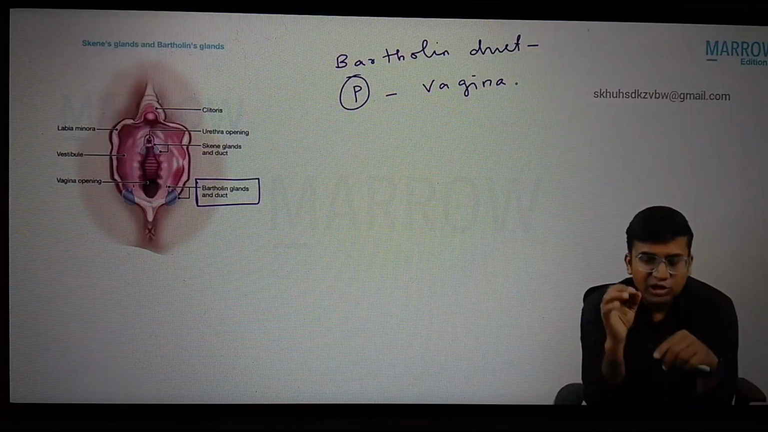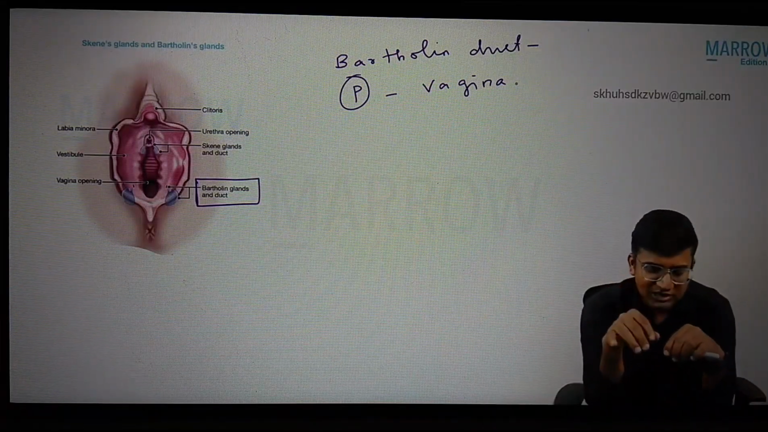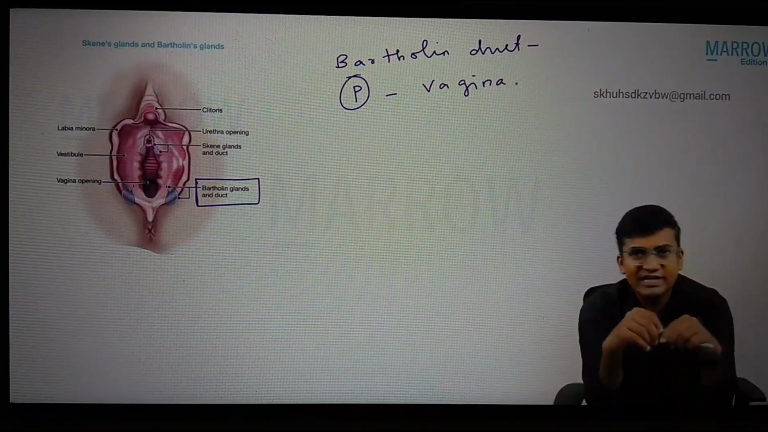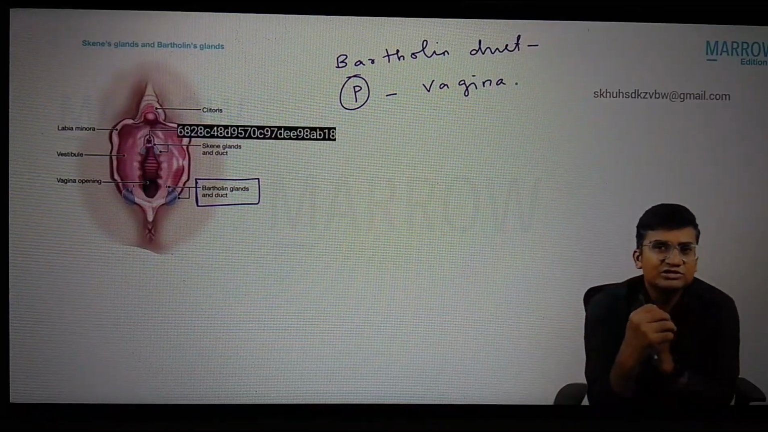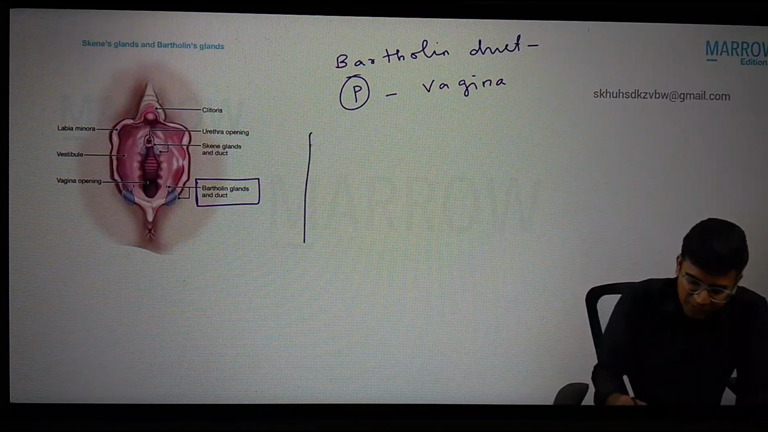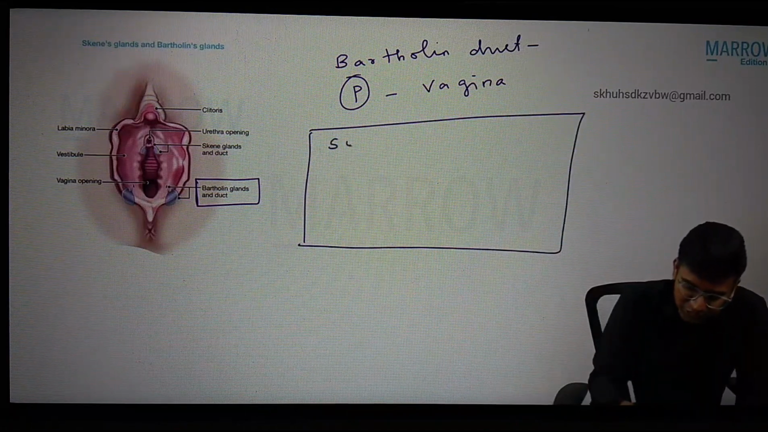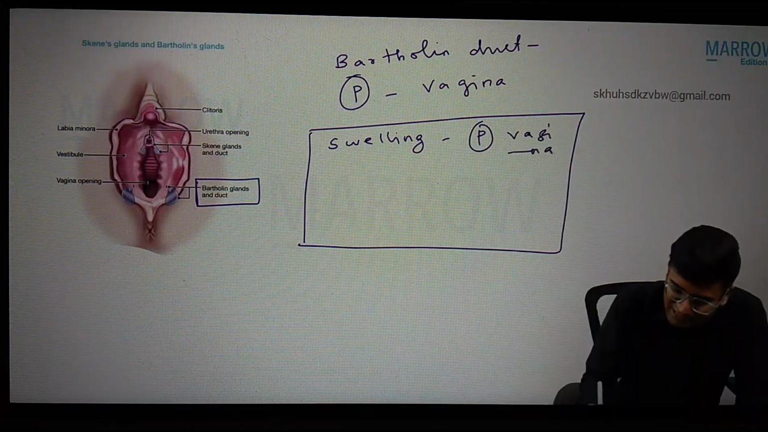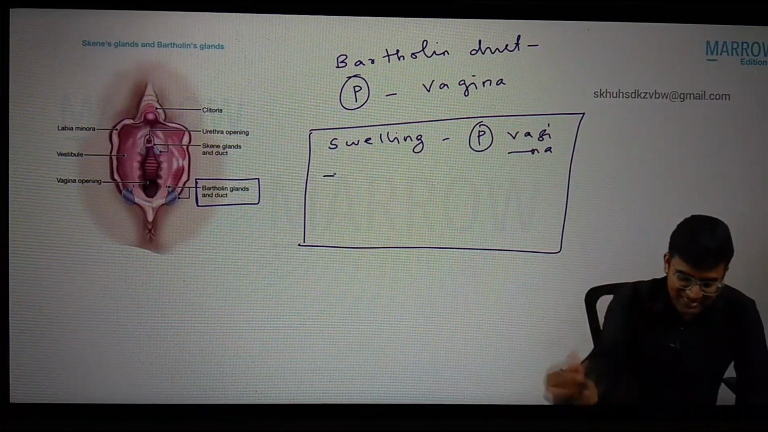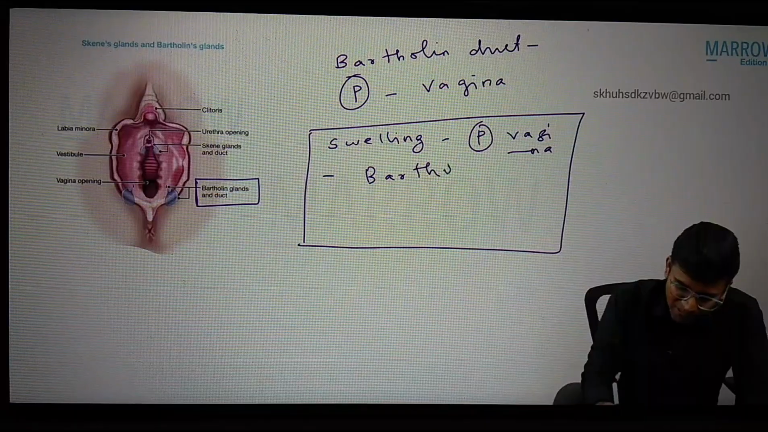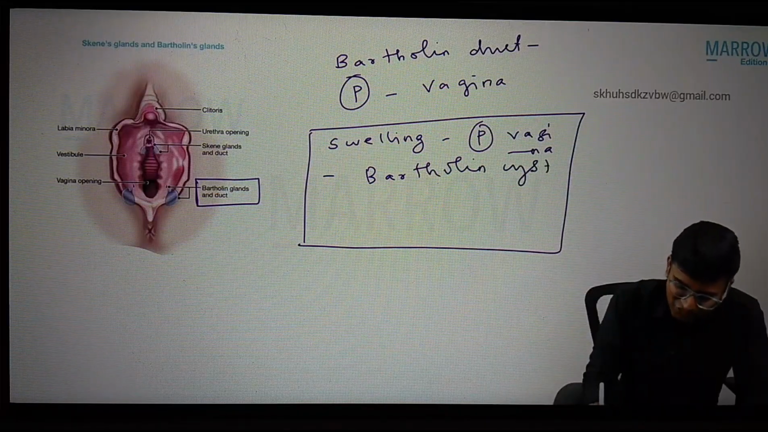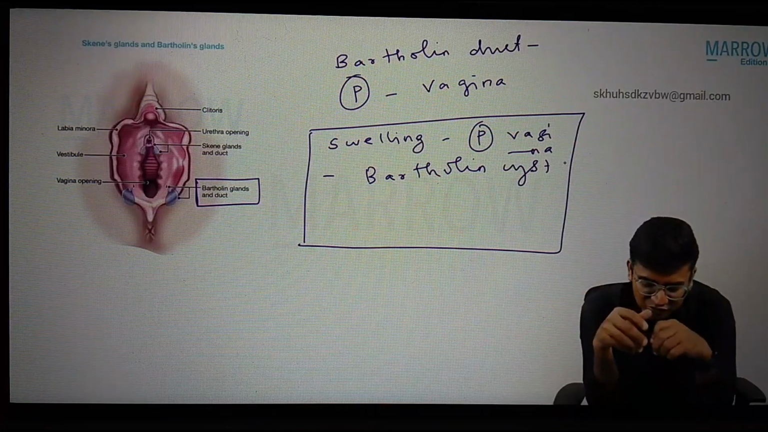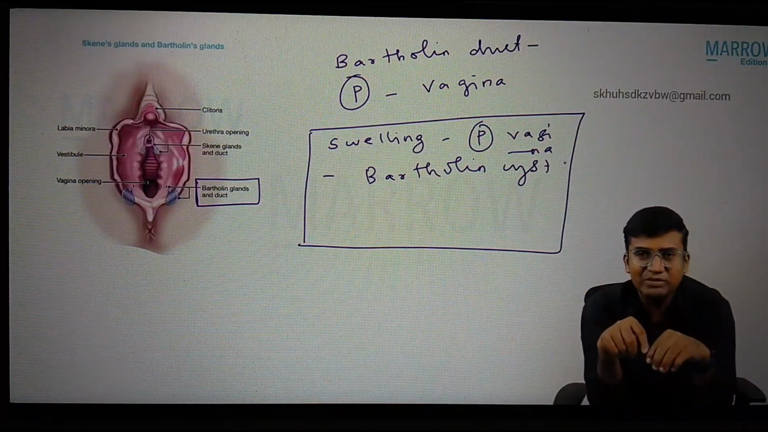Okay, right. Now the patient is having a block in the Bartholin duct. So the patient has swelling in which wall of vagina? Very good. Posterior wall of vagina. So please put it in a box. So swelling in the posterior wall of vagina is due to Bartholin cyst. Bartholin cyst.